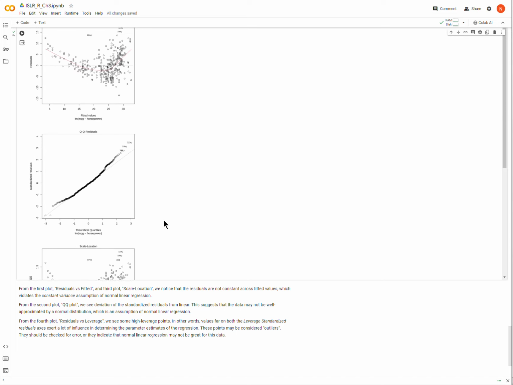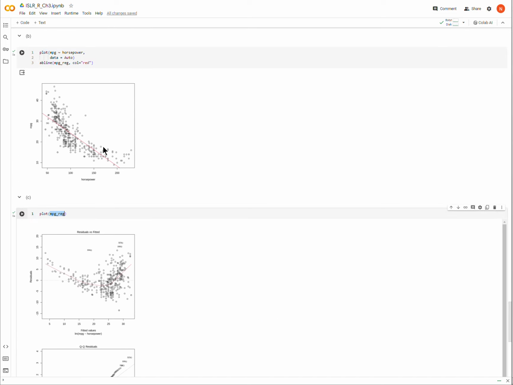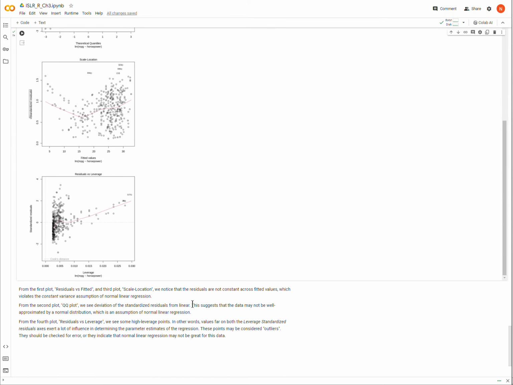Taking everything together, given this plot and the rest of the plots and everything we've talked about, it seems that normal linear regression is not our best option, although it's all that we know right now. All of these plots are really pointing to the idea that the data is not well approximated by a normal linear regression.